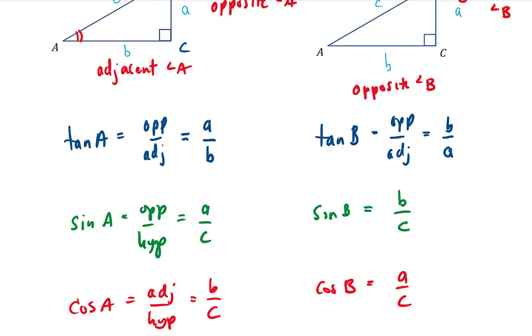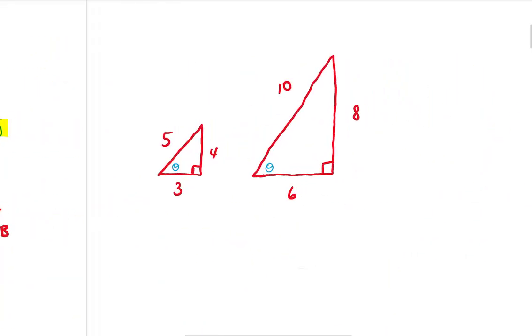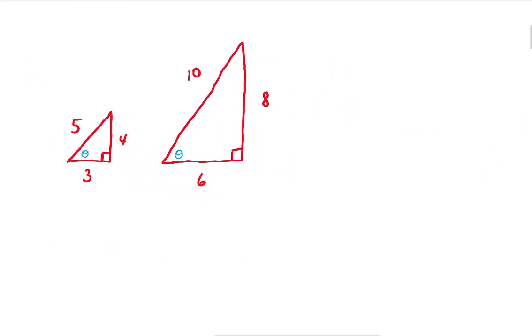You're given a certain angle and you find the ratio between the two sides. This is important because we've been talking about similar triangles. So if we go back to a set of similar triangles, let's say these two here, let's call this triangle ABC, and this one ABC as well.